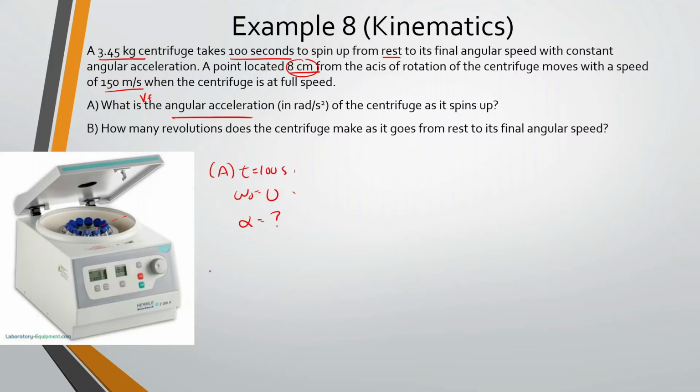We can use omega final times r is equal to velocity final. We know velocity final is 150. We don't know omega final, but we know the radius is 0.08 meters, which is 8 centimeters. So omega final is 150 divided by 0.08, and we get 1,875 radians per second.